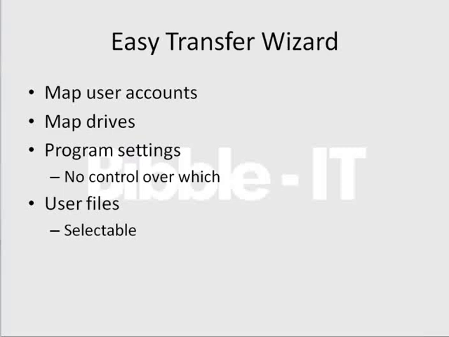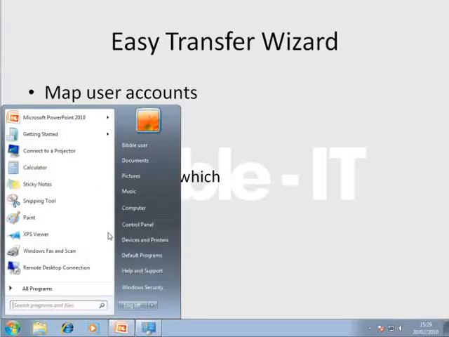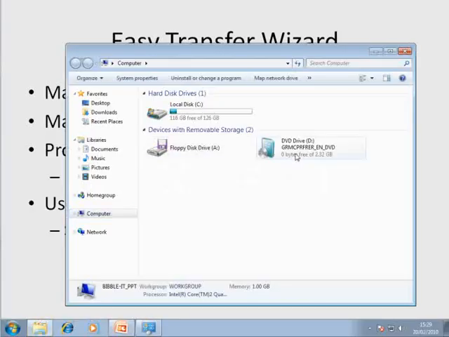One slight problem is it will migrate your program settings, but you don't have any control over what program data is copied across. And then lastly, user files. It will search the hard drives for any files that it thinks belong to the user or aren't standard Windows or program files. They are selectable as to what extra bits you can copy across. So let's just have a look here. This computer, I've got the Windows 7 install media in here.